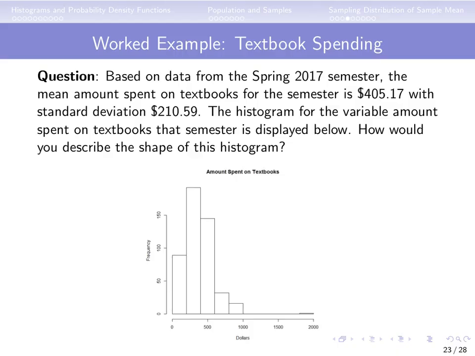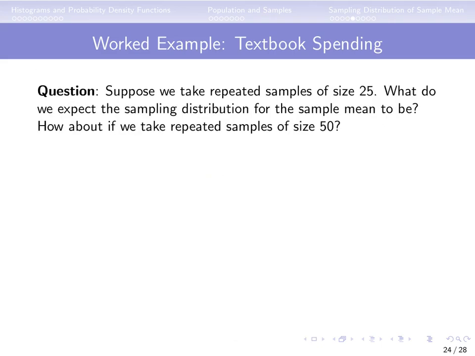But what happens if you are interested in talking about the sample mean, rather than the distribution of the amount of textbooks that they spend? Let's say we take repeated samples of size 25 from this population. The previous histogram represents the data from all the students. If we keep taking repeated samples of size 25, what is the distribution for the sample mean? And what happens if you have repeated samples of size 50?